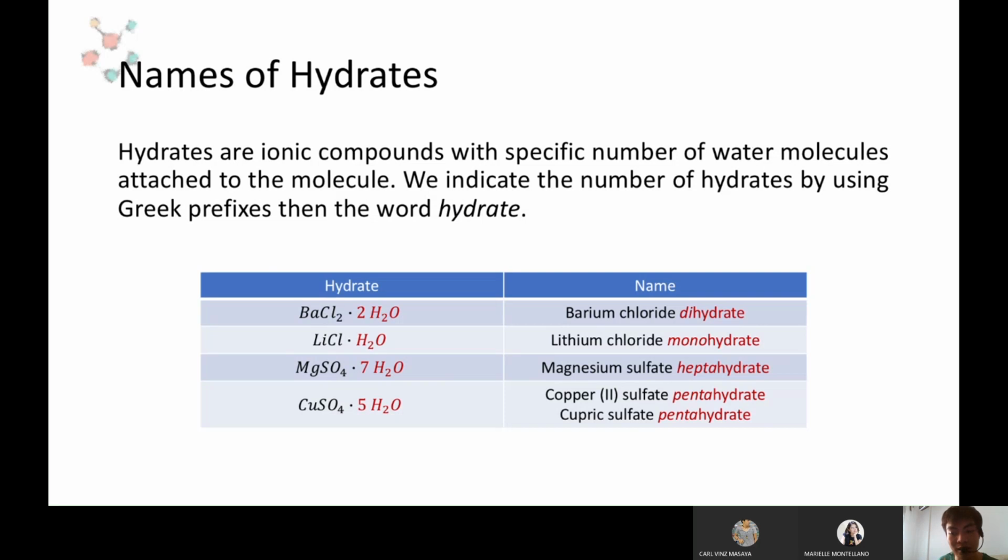Di ba may water sa air? So, pwedeng dumikit yung water sa air sa iyong ionic compound. So, kaunti lang naman ang examples dito, kaya nothing to worry. And madali lang yung naming. As long as you know how to name your ionic compound, yung pag-name ng water na lang, madali na lang.